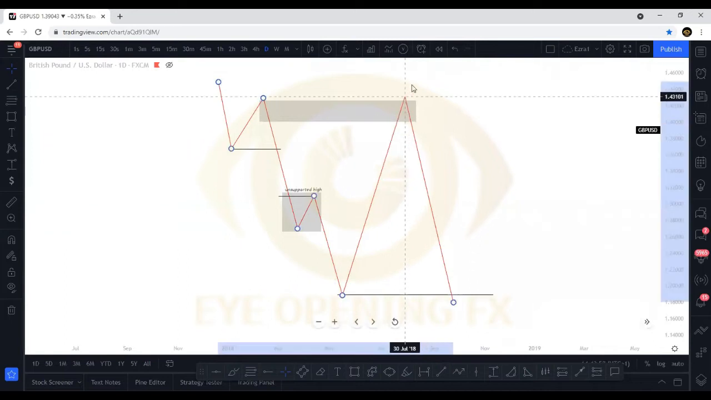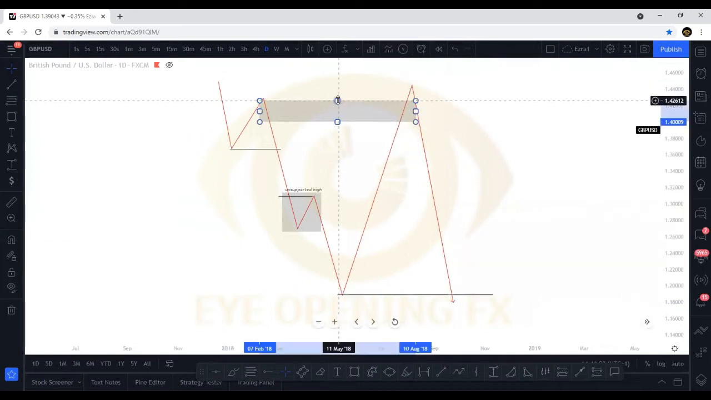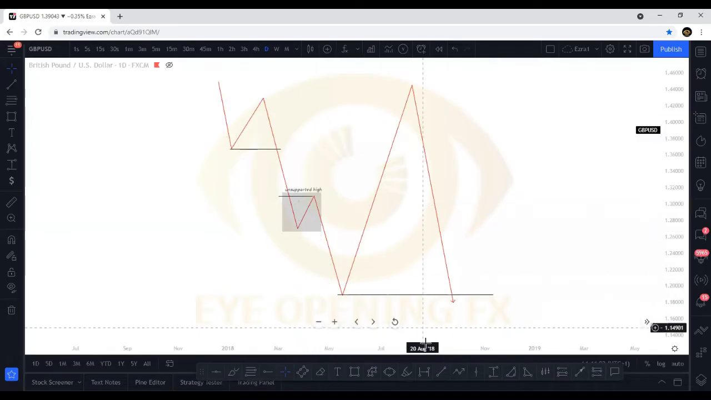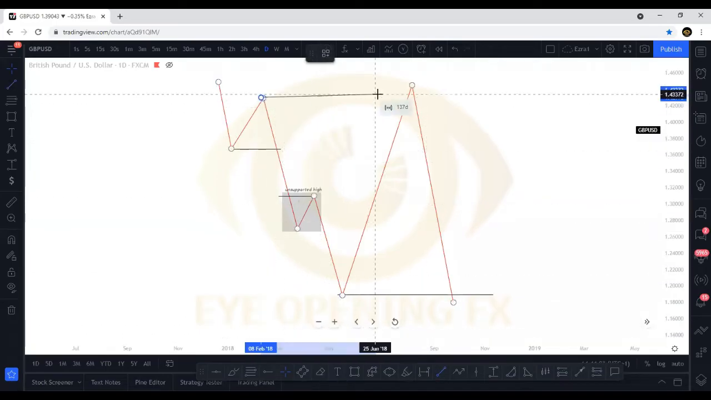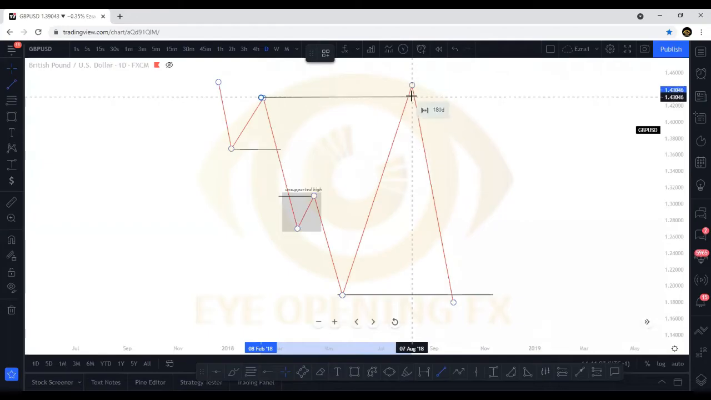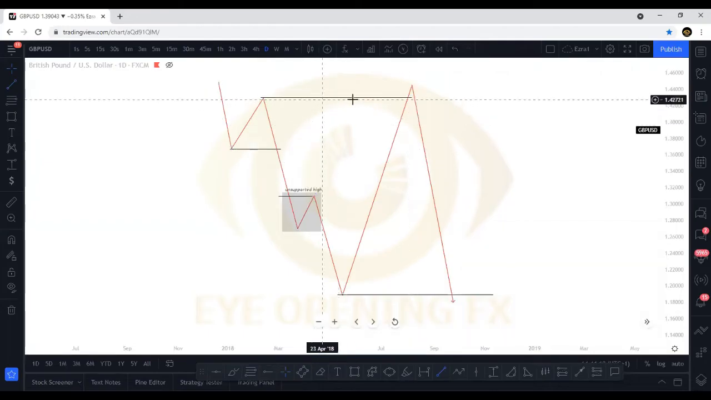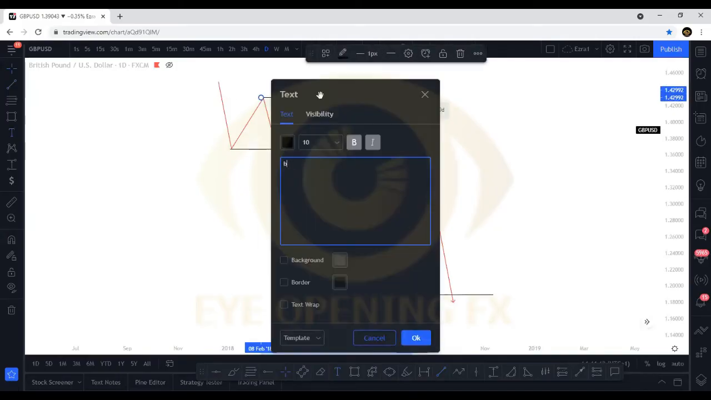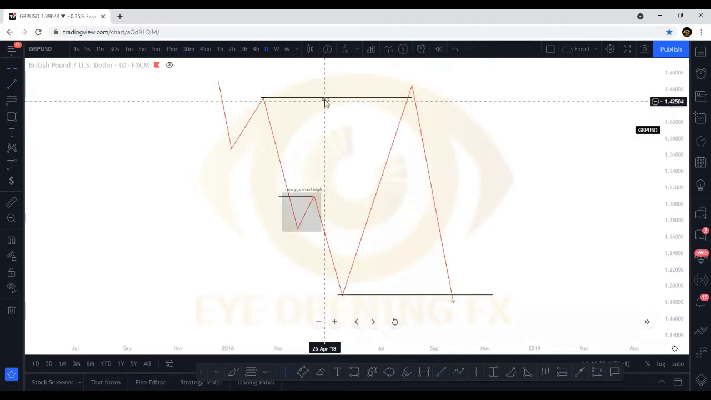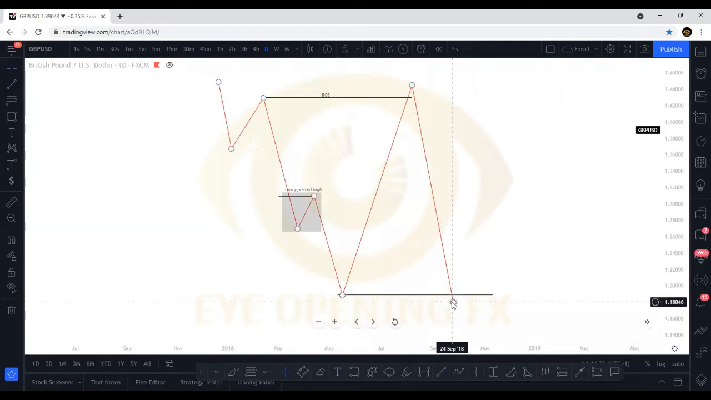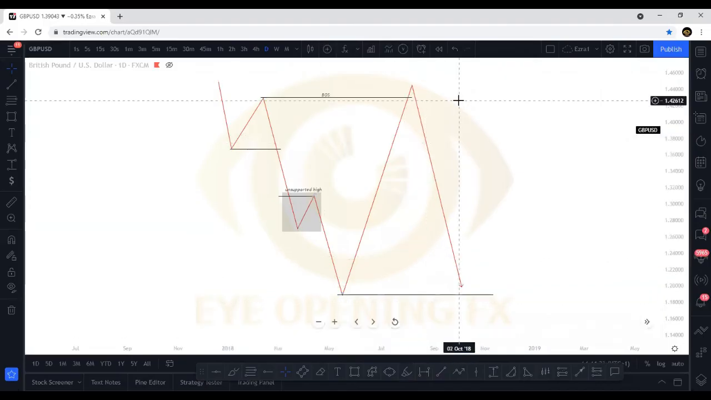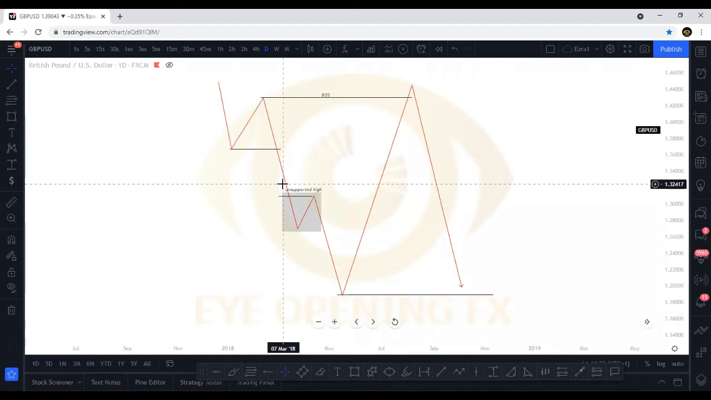Now, if the market breaks this high after creating this unsupported low, we consider this a BMS, a break of structure. We call this level a break of structure. That means we are expecting the market now to create a higher low, then a higher high. So this is the third model that we trade.